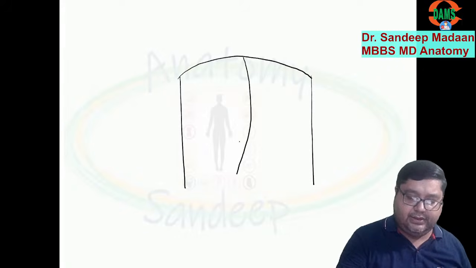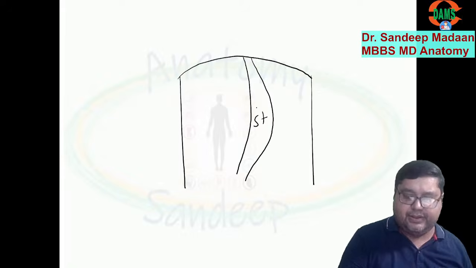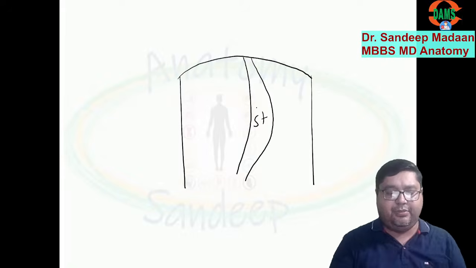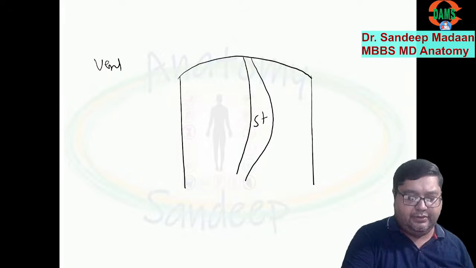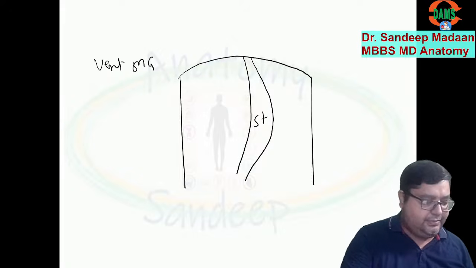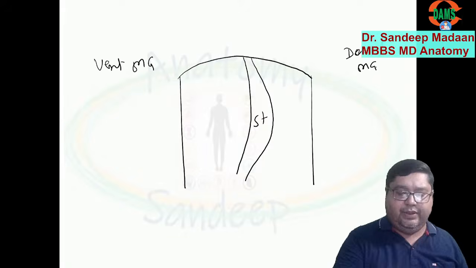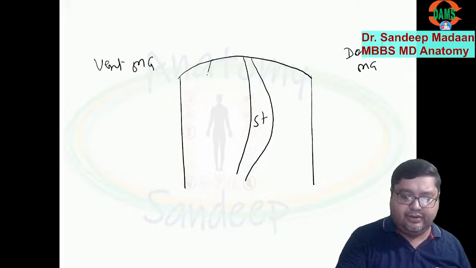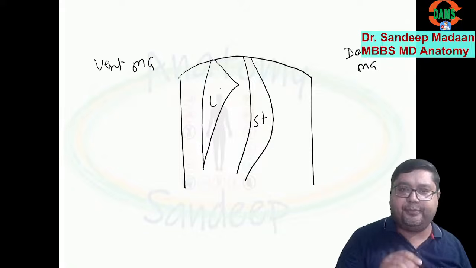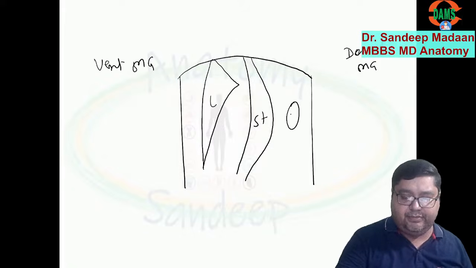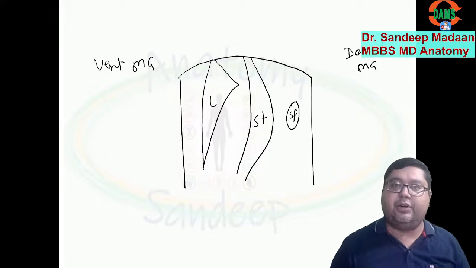This is the stomach. Anterior to the stomach, we have the ventral mesogastrium. Behind, we have the dorsal mesogastrium. When the stomach is developing here, in the ventral mesogastrium the liver is developing over here, and the spleen is developing over here. Do you appreciate now?